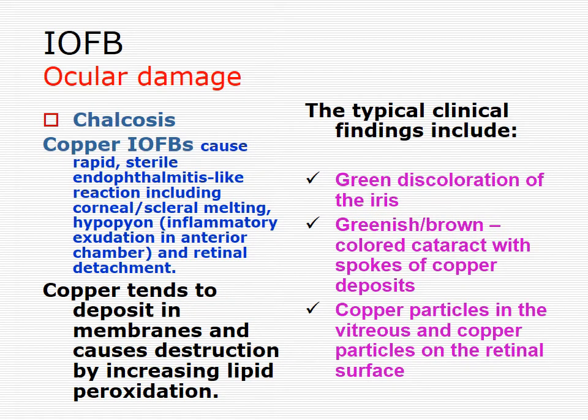We have also chalcosis caused by copper intraocular foreign body. It causes a rapid sterile endophthalmitis-like reaction including corneal and scleral melting, hypopyon in the anterior chamber, and retinal detachment. Copper tends to deposit in the membranes and causes destruction by increasing lipid peroxidation. The typical clinical findings include greenish discoloration of the iris, greenish-brown colored cataract with spokes of copper deposits, copper particles in the vitreous, and copper particles on the retinal surface.